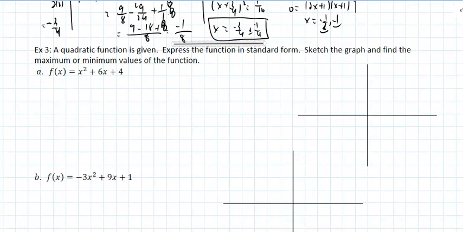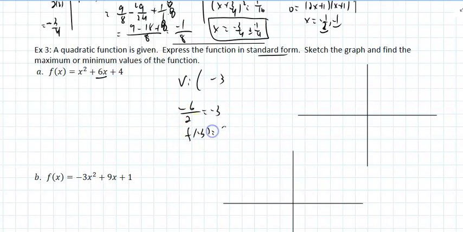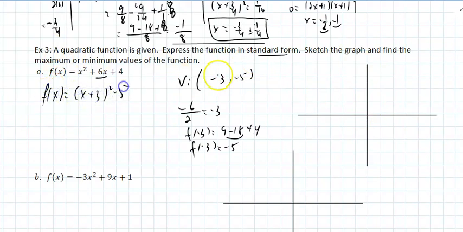Generally speaking, they don't ask for all of these things. They say something like a quadratic, express that equation in standard position. You say, okay, well, what's the vertex? -b over 2a, that's -3, -b, I meant. And if you plug it in, f of -3 is 9 minus 18 plus 4. That is -9 plus -5. So they say standard form, f of x equal x plus 3 squared minus 5.